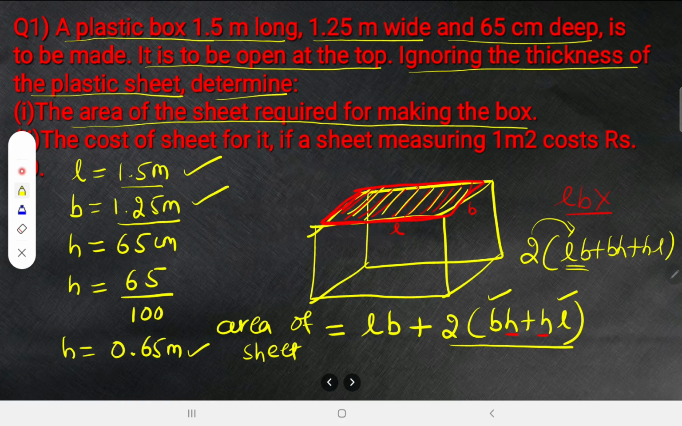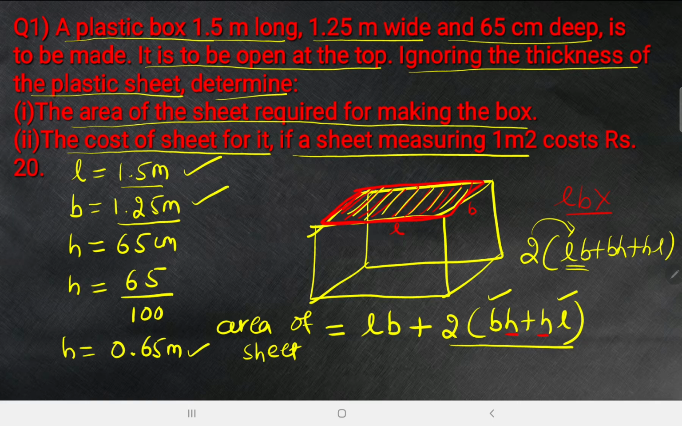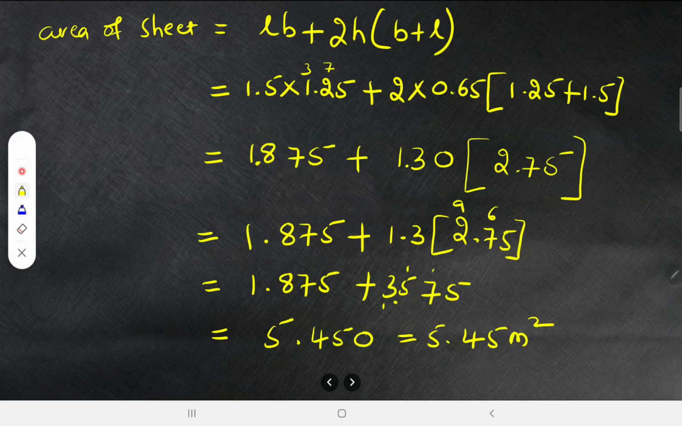And second thing, they're asking the cost of sheet for it. If a sheet measuring 1 meter square costs how many rupees? 20 rupees. So if you consider the cost to be 20 rupees, you have to multiply this entire thing. Whatever area is there has to be multiplied with 20. For 1 meter square 20 rupees means for these many meter square how many rupees? Into 20 only you have to do.